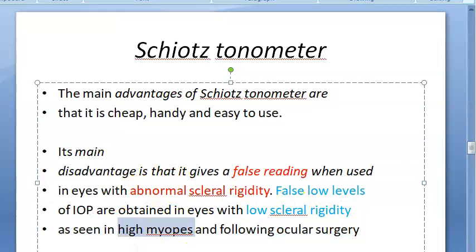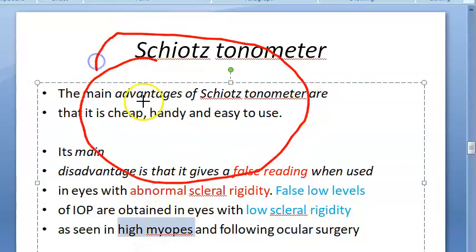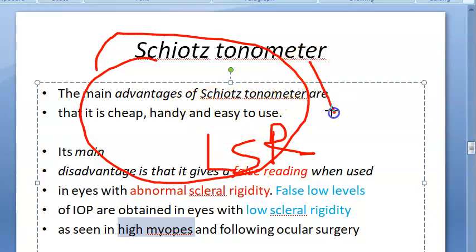So let's say in myopes, what will happen? The eye will be really big. So there will be what? Scleral rigidity. So they are saying there will be low scleral rigidity, is it? In myopes, in high myopes, low scleral rigidity. So you will get low reading of IOP, it seems.